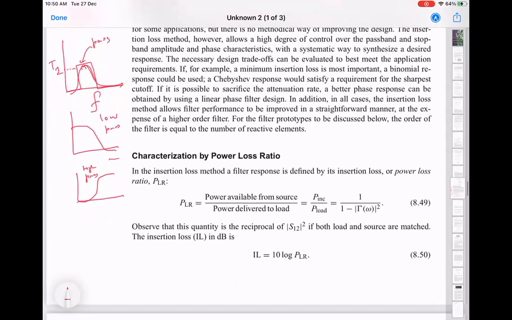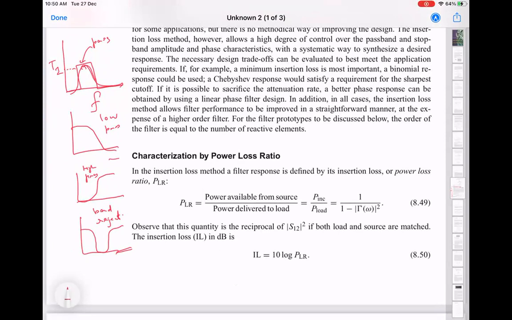And then you can also have something like this, which is called a band reject filter. Okay. So here you're only filtering out. So you're allowing everything to pass through except for a narrow range of frequencies.